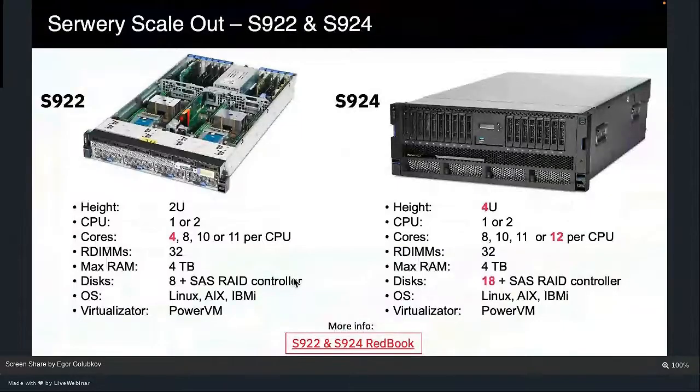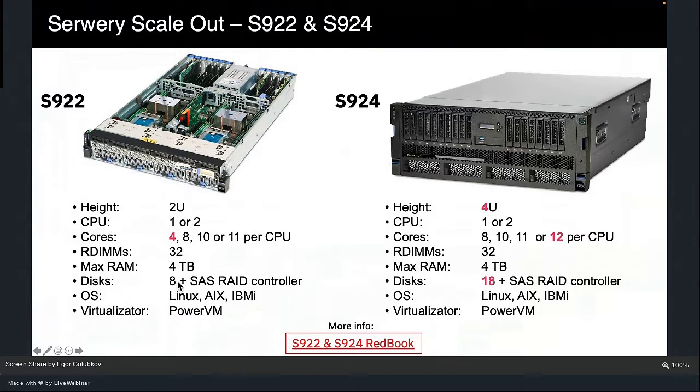Talking about the servers, basically this S922 server is our star, let's say, at least on the Polish market, because it has a place for two CPUs, so for two processors that bring the performance. And in each processor, you can have 4, 8, 10, or 11 cores. Max RAM memory is 4 terabytes, so a lot of computing power available. And of course, the more containers you have, the more RAM memory you need, and the more core performance is required. Then the disk space: there are internal disks, so we can install 8 disks in the server.